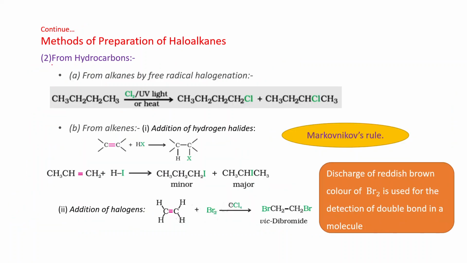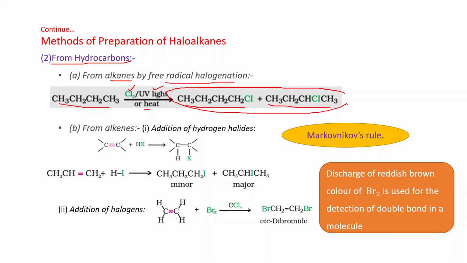Next method is from hydrocarbons. From alkanes by free radical halogenation. In 11th standard we discussed that when alkane reacts with halogen, especially Cl2, in the presence of sunlight or heat, the hydrogen atoms can be replaced one by one and we will get these products. The drawback of this reaction is that we get isomers, which are very difficult to separate.